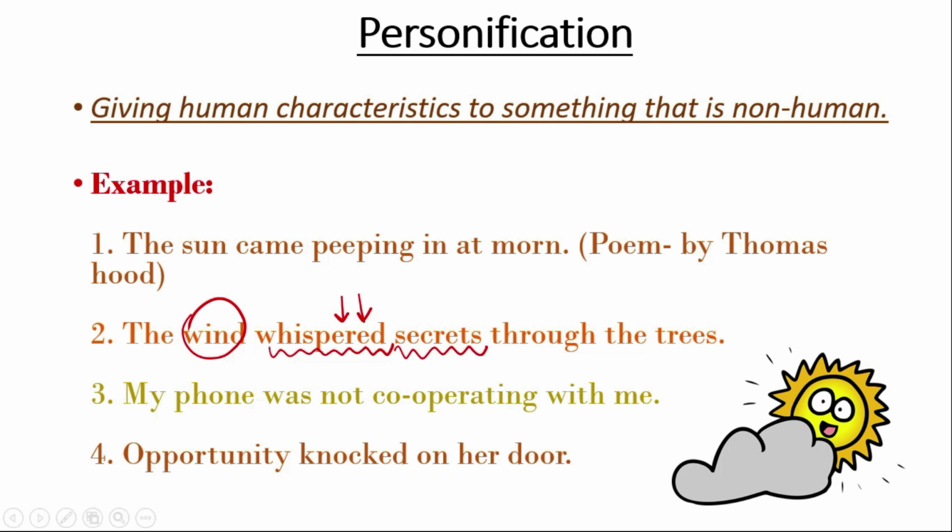The next one. My phone was not cooperating with me. Is a phone a living thing? No. But who cooperates? Humans, they cooperate with each other. So here again, personification is used in the sentence. The next one. Opportunity knocked on her door. So opportunity is a non-living concept, isn't it? But here it is personified to be knocking at her door. So this is called personification. Is it crystal clear?